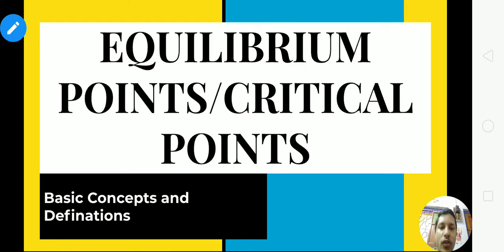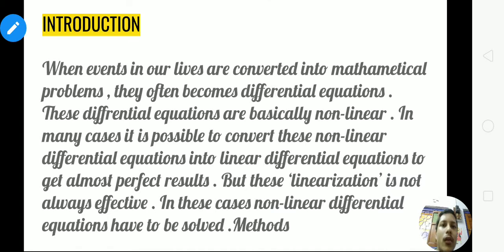Today's topic is equilibrium points or critical points, basic concepts and definitions. Introduction. When events in our lives are converted into mathematical problems, they often become differential equations.